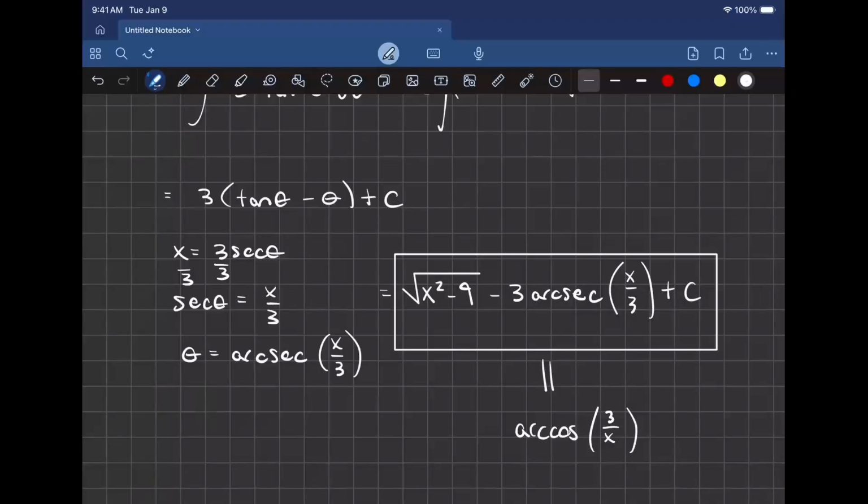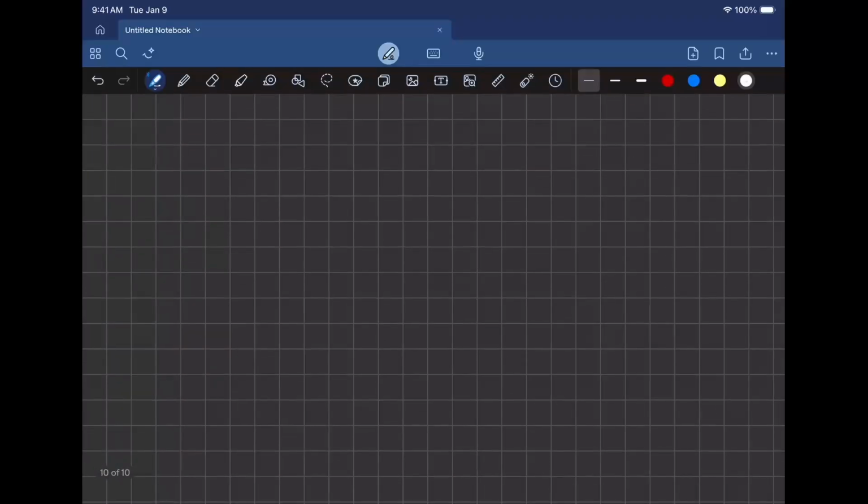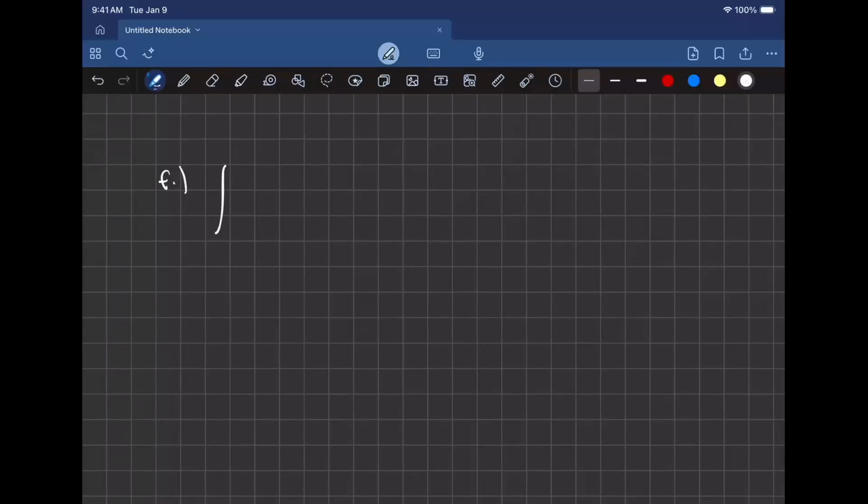So where is this at? Oh, here we go. Okay, so we have 1 over, why can't I pull this up? Okay. Integral of 1 over 2t squared plus 3t plus 1 dt.